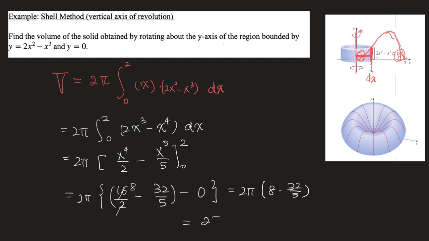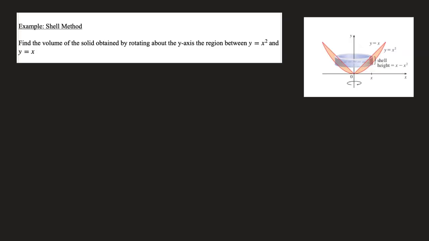So you're going to have this common denominator 5: 40 minus 32, times 2 pi, is 8 over 5, so 16 pi over 5. Okay? Guys, make sure with the shell method, you're going to slice parallel, find the distance and height. Let's do another example of the shell method.